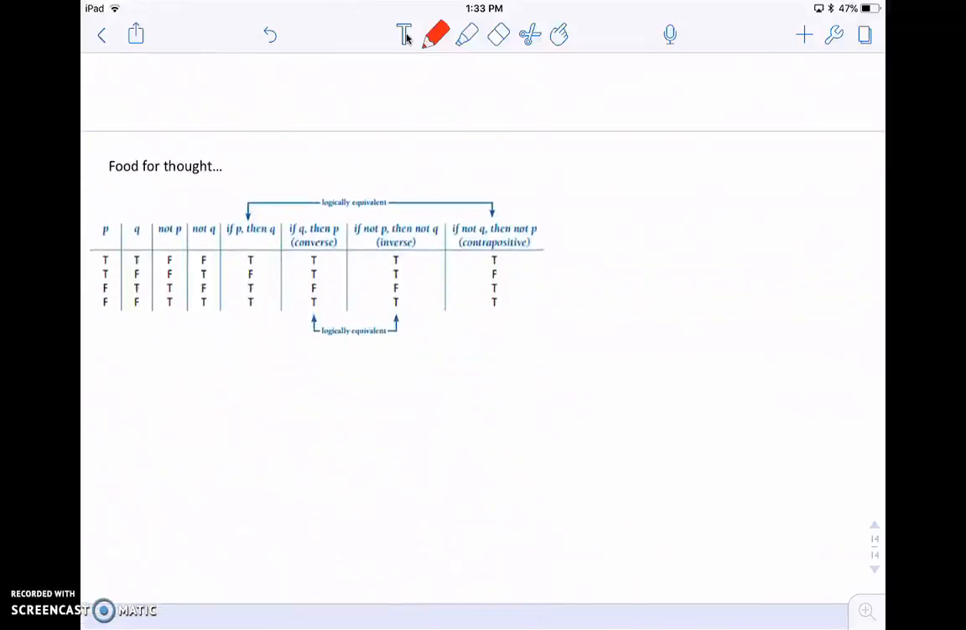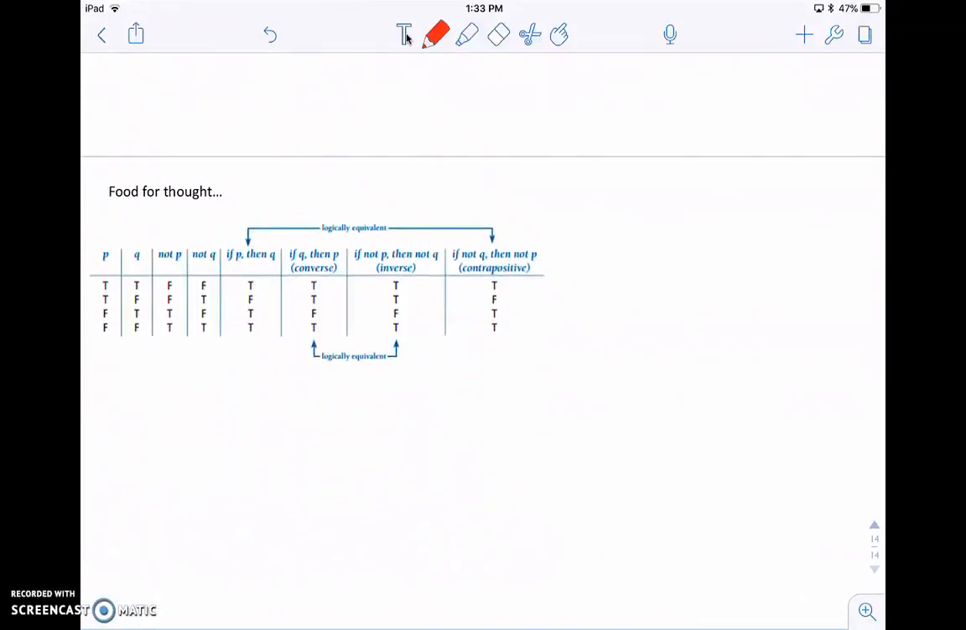Now, just a little bit of food for thought when you look at these truth tables. This is not something you're going to be doing in this lesson, but just know that these truth tables can get more complex. When you're trying to prove something, especially in a mathematical proof or a logical argument, you can start with two propositions P and Q. You can look at not P and not Q and their values. And then you can start to do all sorts of fun things.